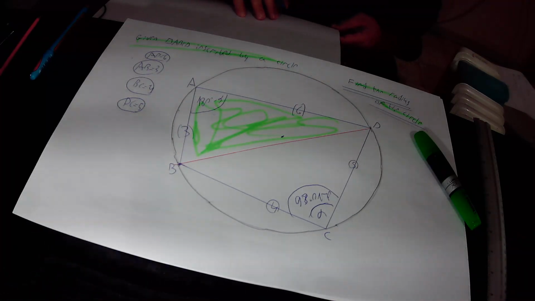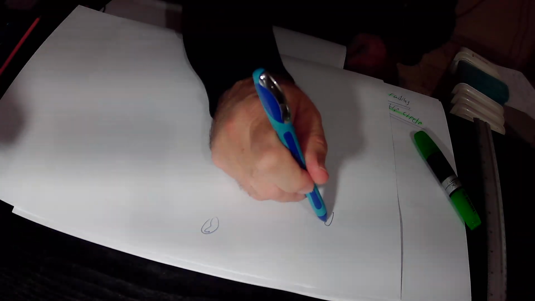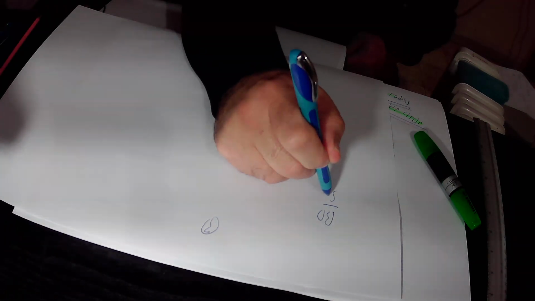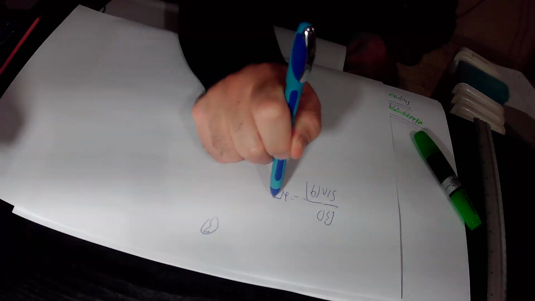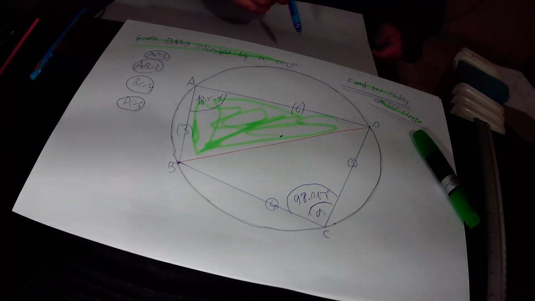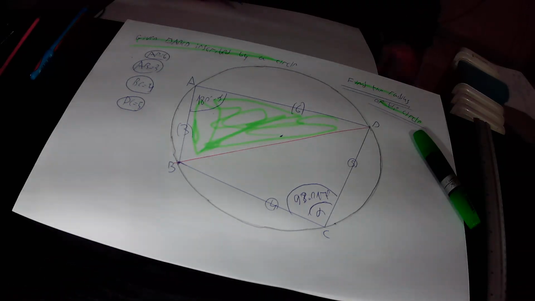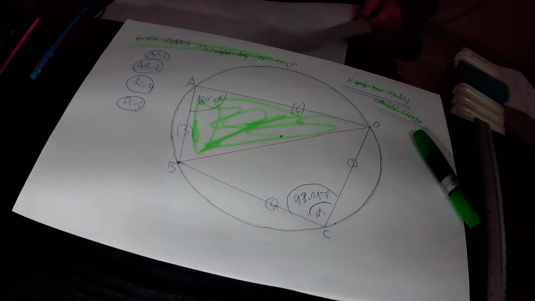Again, in this triangle BDC, according to the law of sines, BD over sin alpha equals 2R. And R is the radius of this circle, the radius that we are looking for in this question. Before that, we have to find the value of BD itself.